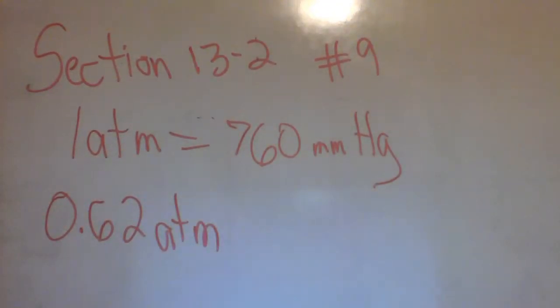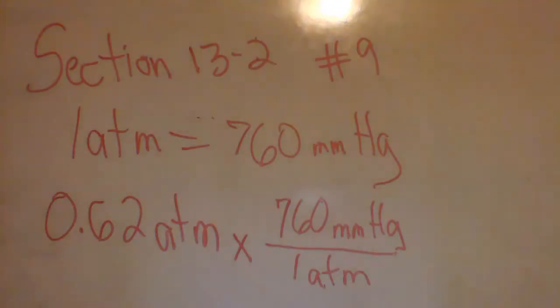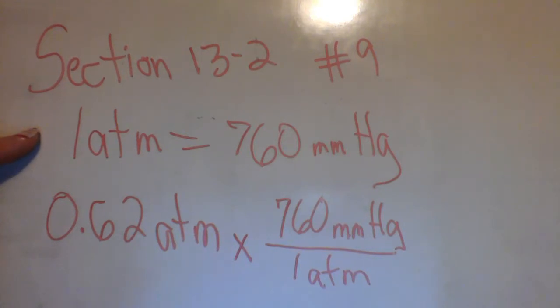We start with the information that we're given, 0.62 atmospheres. Then we multiply by a fraction that is equal to 1 because the information on the top is equal to the information on the bottom, using this equation: 1 atmosphere equals 760 millimeters of mercury.